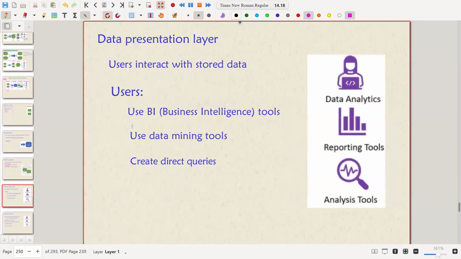Then you can go with the data presentation or visualization layer, where users interact with the stored data. You can use BI tools, business intelligence tools, or different data mining tools and create direct queries on the data. Like we were doing in the class in a few lectures, I took one SODS data set from last year with different people's marks in data analytics. We were analyzing which student from BioAI or GIS secured the highest mark. So we have to give a specific type of command, and you can directly create queries on the data set.